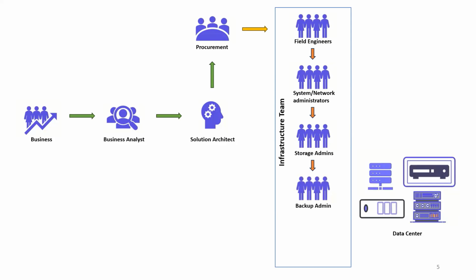The backup admin will configure the backups, and finally, once the system is available as per the standard, then that will be handed over to the application team. And as per the diagram or as per the architecture, the application team will be deploying their application on top of this infrastructure, which was built by the field engineers, system and network admins, storage admins, backup admins, all of these people.